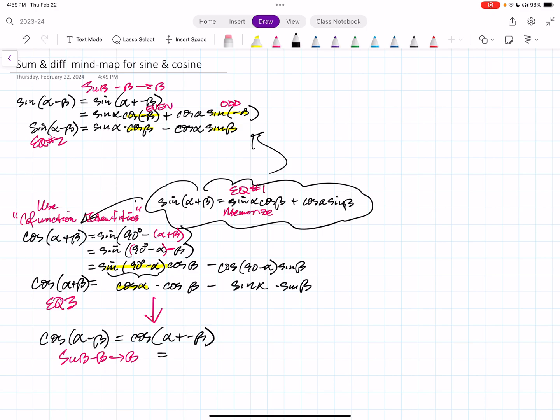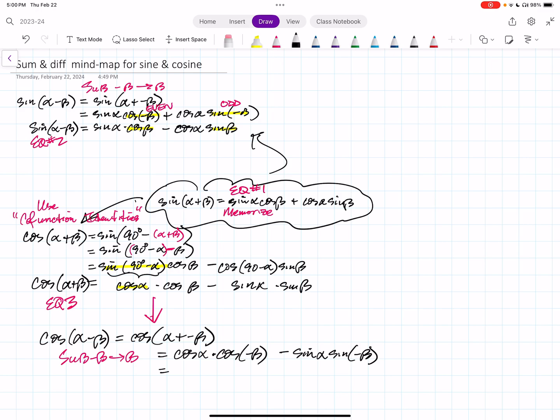So what is this equal to? Now I have to follow equation three, right above it. It goes cosine, cosine, change sign, sine, sine. So cosine of the first angle, which is alpha, times cosine of the second angle, which is negative beta. Change the sign to minus, and then sine of the first angle, alpha, times the sine of the second angle, which is negative beta. And then I simplify it.